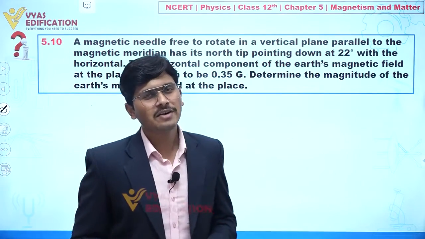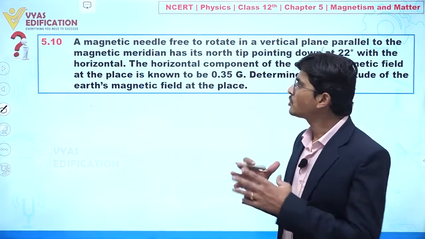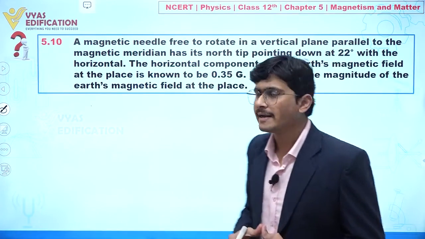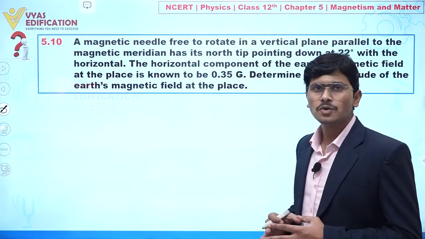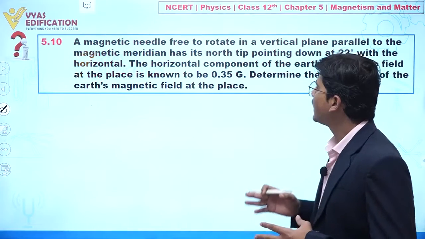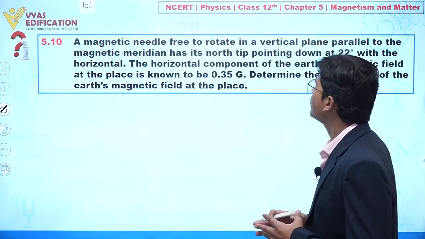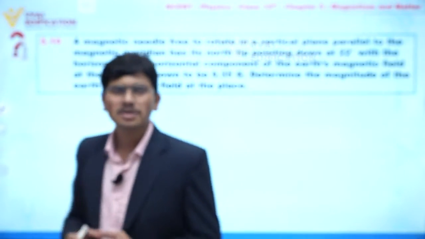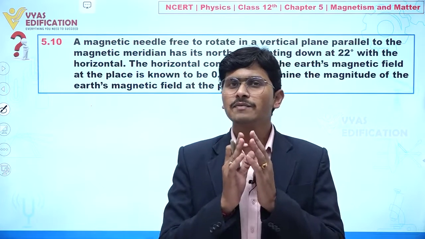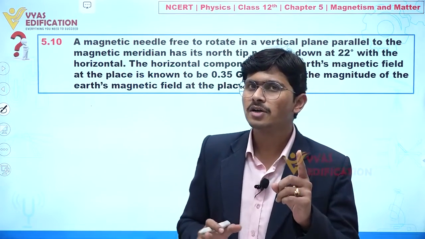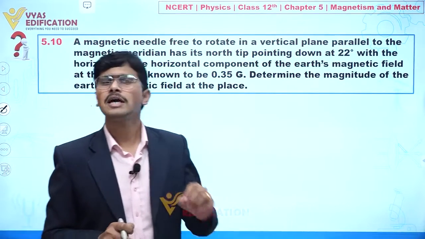So now students, we are going to discuss question number 5.10, and in this question it is given to you: a magnetic needle free to rotate in a vertical plane parallel to the magnetic meridian has its north tip pointing down at 22 degrees with the horizontal. Clear? So definitely you know, for the earth we have two terms, geographical north and geographical south. We have one more term, that is magnetic north and magnetic south.